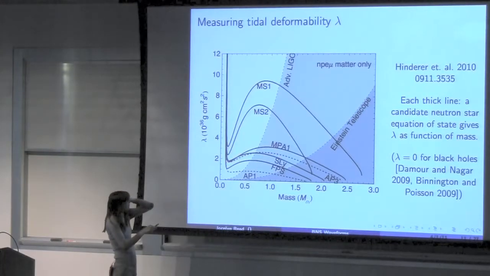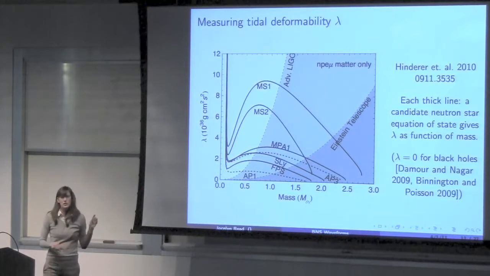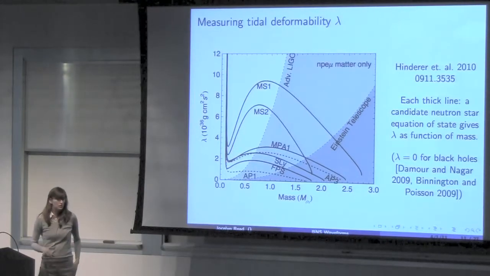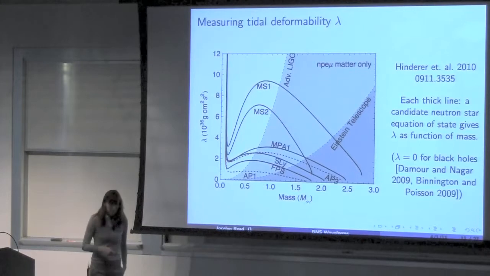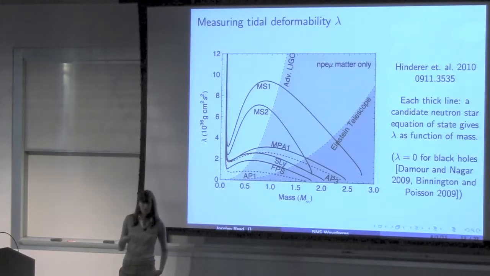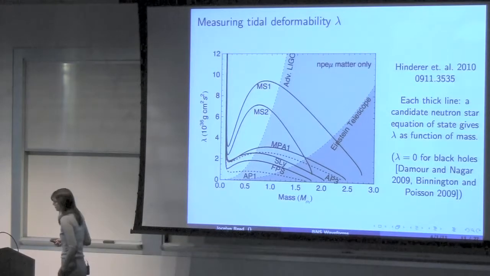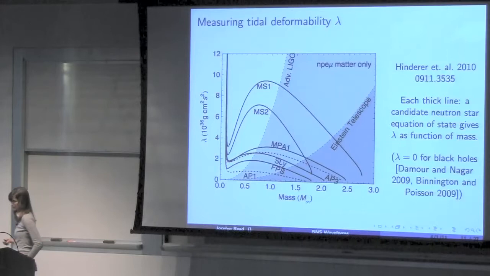So this parameter, the tidal deformability, is a function of mass the same way that radius is. So you can imagine the same way that you took radius as a function of mass and mapped that back to the underlying pressure-density relationship, if you make a measurement of the tidal deformation, you could then map that to the underlying pressure-density relationship in the same way.